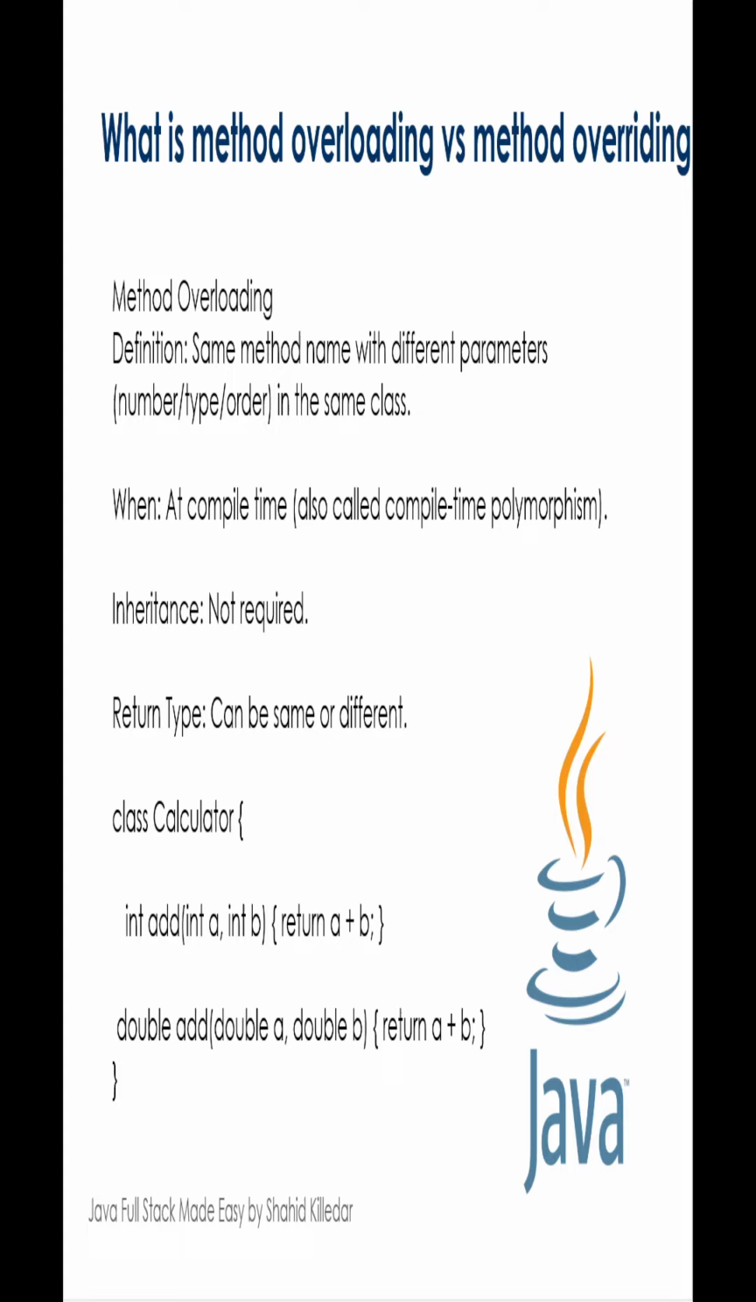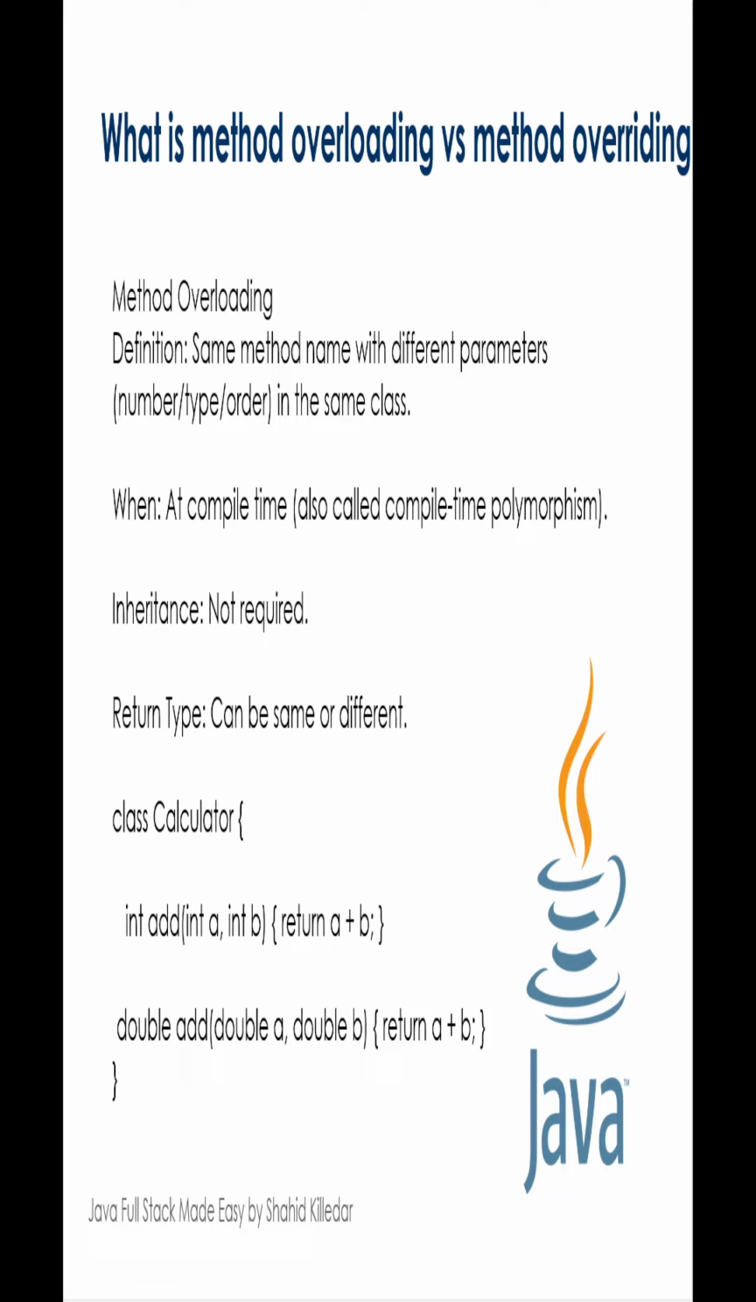Java interview question 7. What is method overloading versus method overriding? Very important question, frequently asked question. Okay, so method overloading means giving the same name to a method and giving different arguments in the same class.